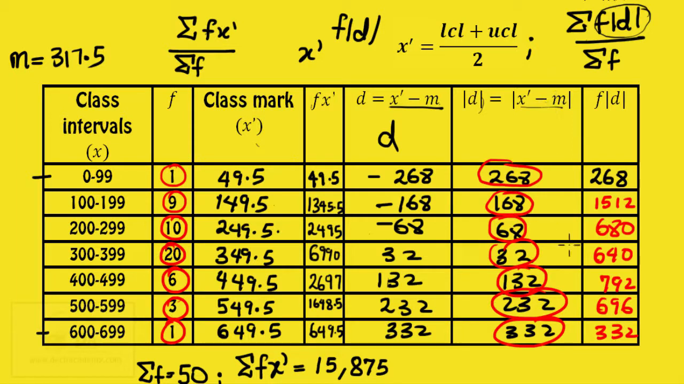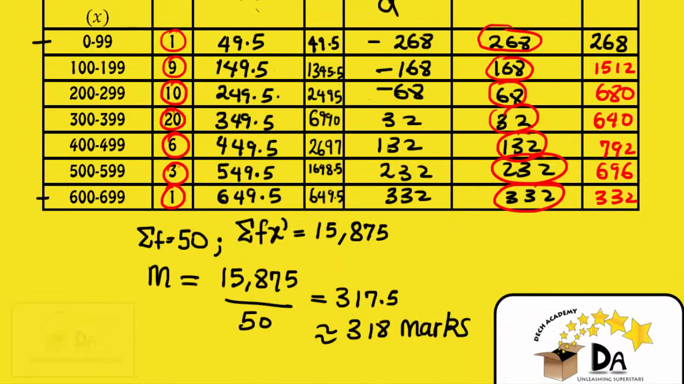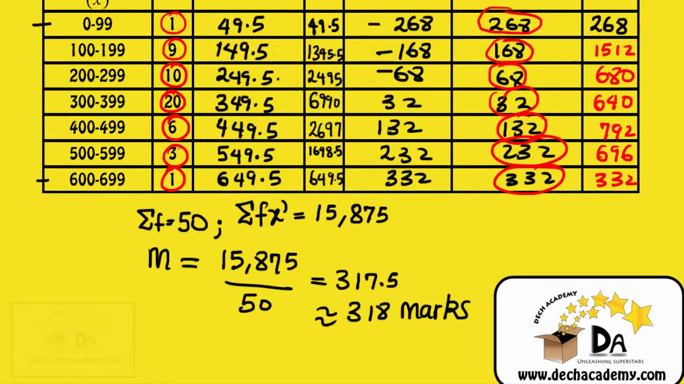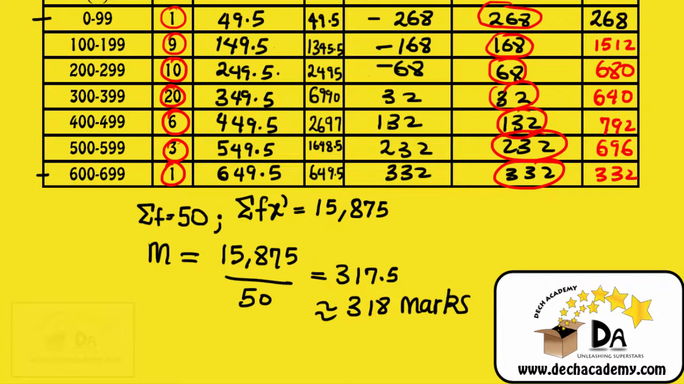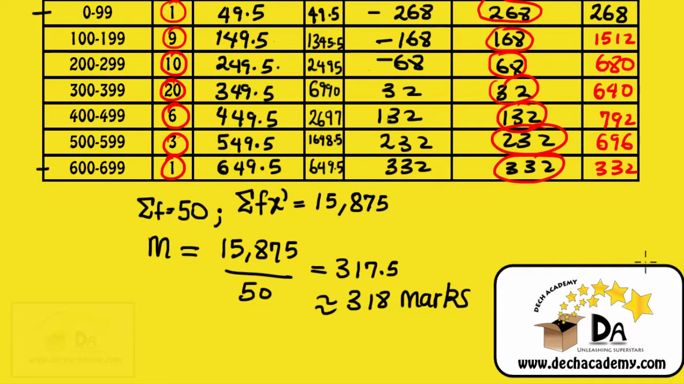So to determine this numerator term here, we need to sum up all instances of this term. That's every member of this column. So that's 268 plus 1512 plus 680 plus 640 plus 792 plus 696 plus 332, which gives 4,920. Double check this value with your calculator.